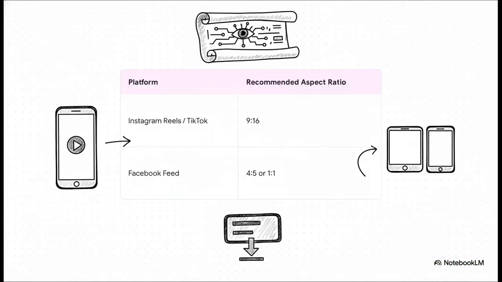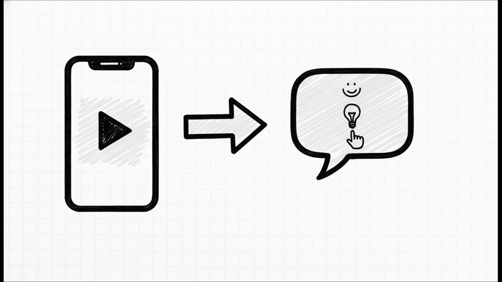First things first, format for the platform. I know, it sounds kind of technical and boring, but it's literally just picking from a drop-down menu. You want a tall 9:16 video for things like TikTok and Reels, and maybe a squarer one for the Facebook feed. Getting this right makes a massive difference because the video fills the screen, it looks native, and it just feels like it belongs there.